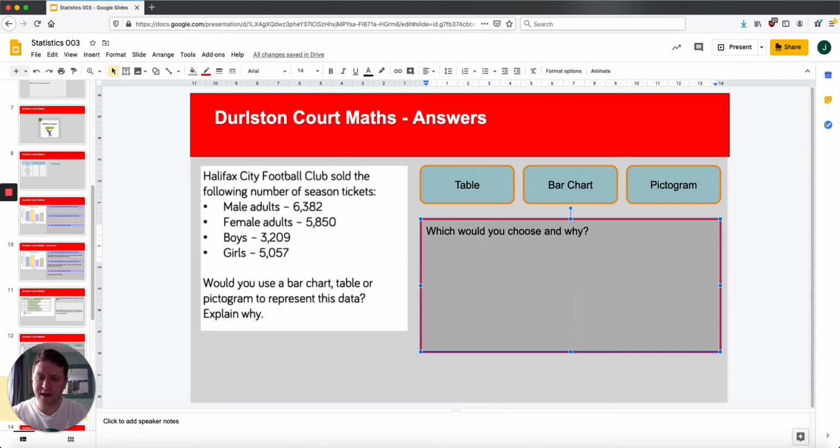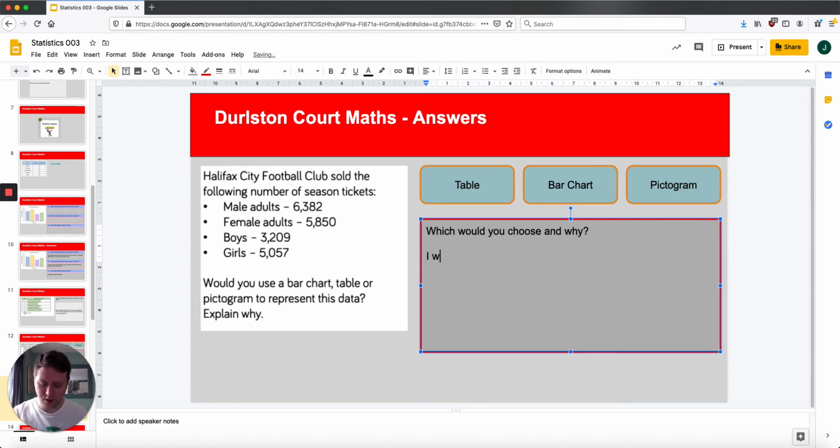But if you look at the male adults there, 6,382, if I want to show that and each picture of a ticket represented 1,000 tickets, I'd have 6 tickets, and then how would I show that 382 with part of a picture? That would be really, really tricky to show an accurate number there. I think actually that would be impossible to show that. So I'm not going to choose a pictogram because I wouldn't be able to get an accurate data value for it. So I'm just going to write that down. That's my first part of my explaining why.